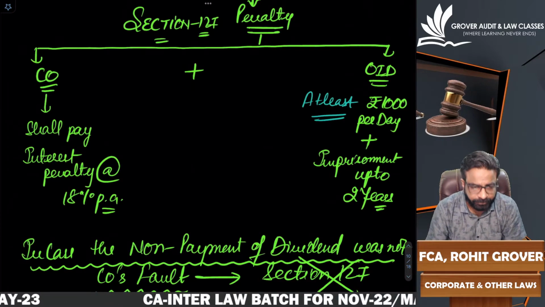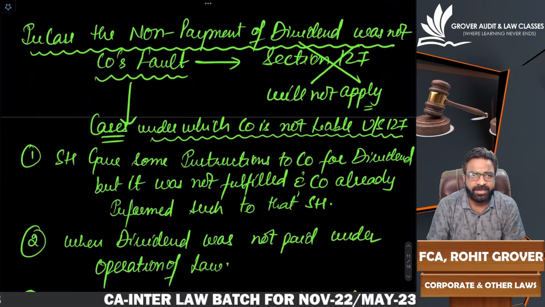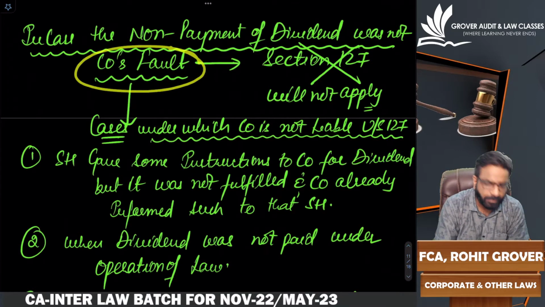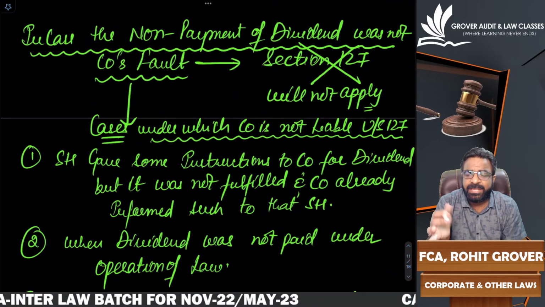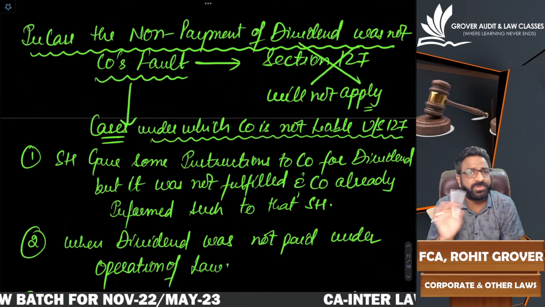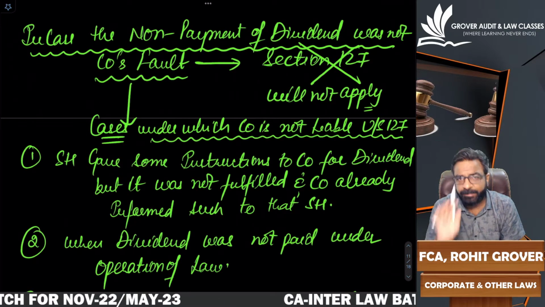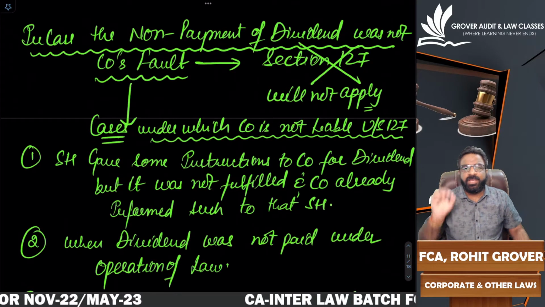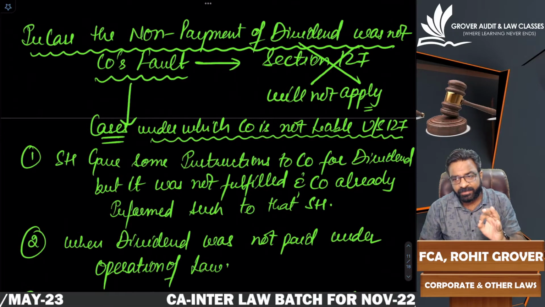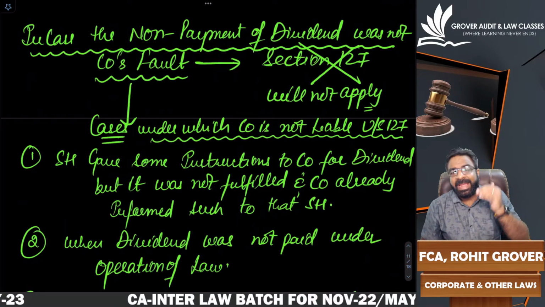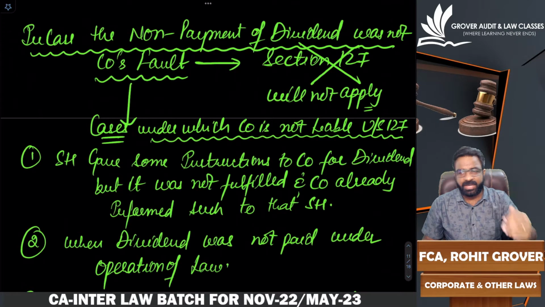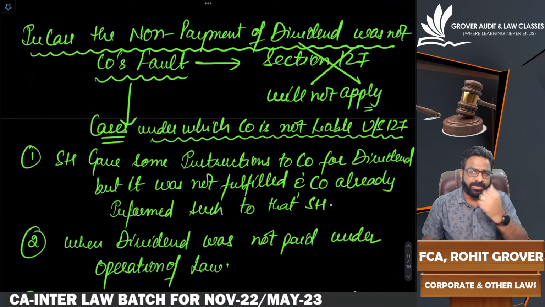Now, what is this paragraph? Read the heading now. In case the non-payment of dividend was not the company's fault. Now, is there any possibility that the dividend was not paid to you, but it was not the company's fault? Acha, tell me, if you are a shareholder of the company and you have given the wrong address to the company, and I sent a check to you within 30 days, but the check came back because it was undeliverable on that address. Now tell me, is it the company's fault?